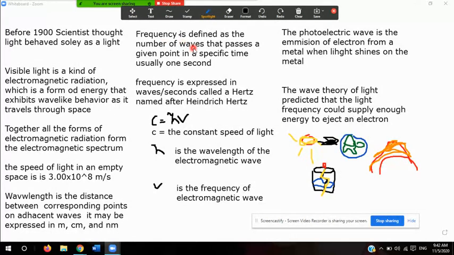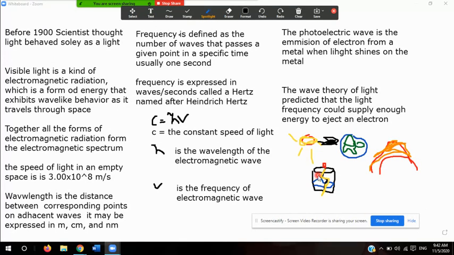Now, if we talk about frequency, it says that frequency is defined as a number of waves that passes through a given point in a specific amount of time. So frequency, if we look at the sunlight, right, and we go back to the glass, the pencil appears to be kind of broken, even though it's really not.